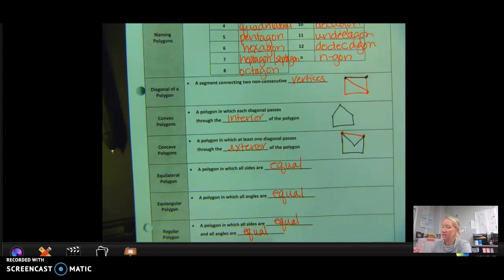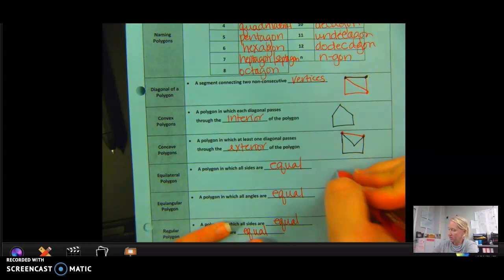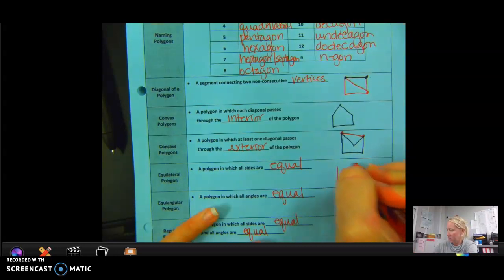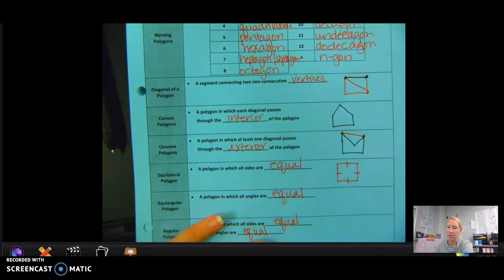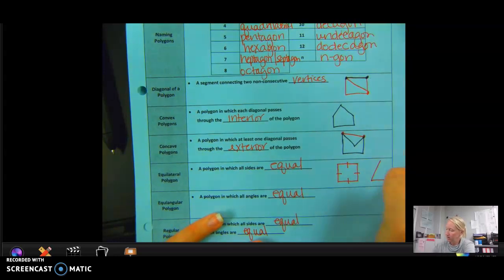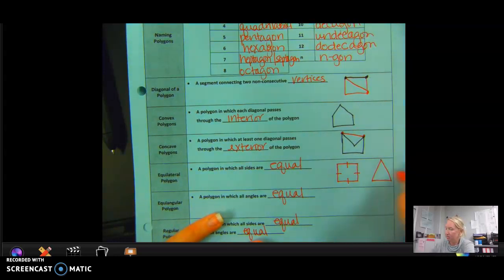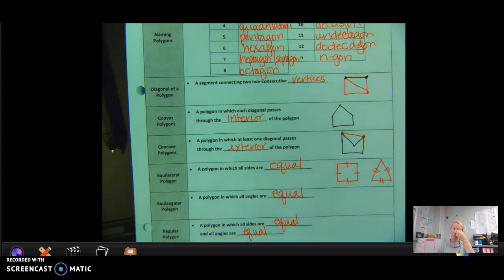Equilateral polygon is a polygon with all sides equal. So the one that we think of the most would be a square. To show that, I have to put one tick mark in all sides. Or if there's a triangle that's equilateral, maybe this side is equal to this side, which is equal to this side, and I put the same number of tick marks in each side. So two in each of the sides, showing that they're equal.